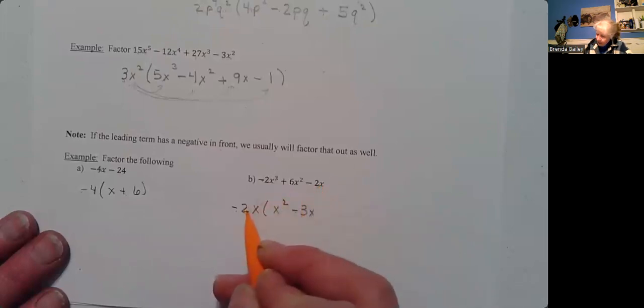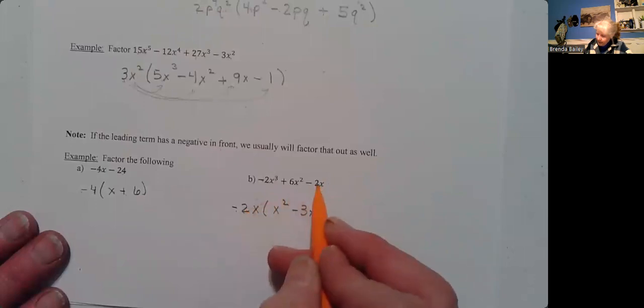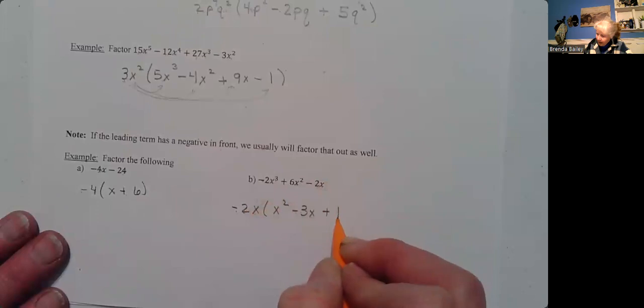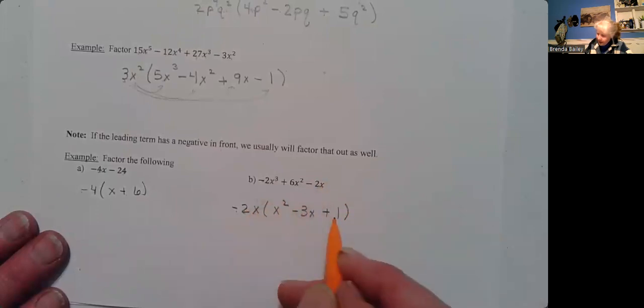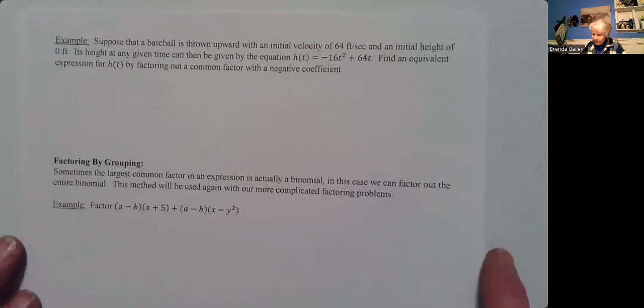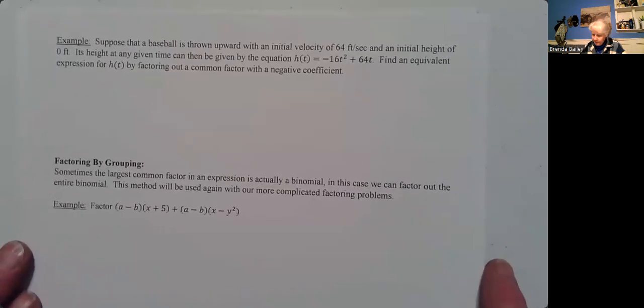This divided by this, negative 2 divided by a negative 2 is a positive 1, and then the x's cancel. Check it. This times this gives you that. Okay, and we're done with that. All right, so I'm hoping that pulling out the greatest common factor, you kind of are understanding that.